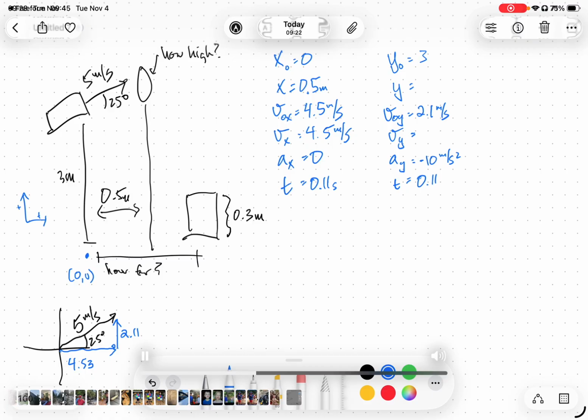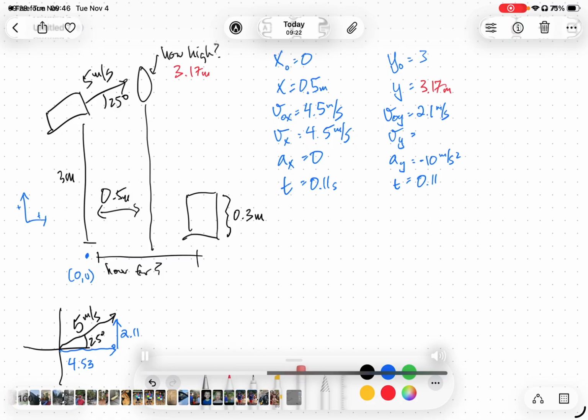And so that means that now that we know how long it was moving in the x dimension, we can now use that information to predict where it will be vertically after that amount of time. So I can put into the kinematic solver my starting position of 3, my initial vertical speed of 2.1, my acceleration of negative 10, my time of 0.11, and I get a final position of 3.17 meters. So that's how high I'm going to put the center of my hoop.